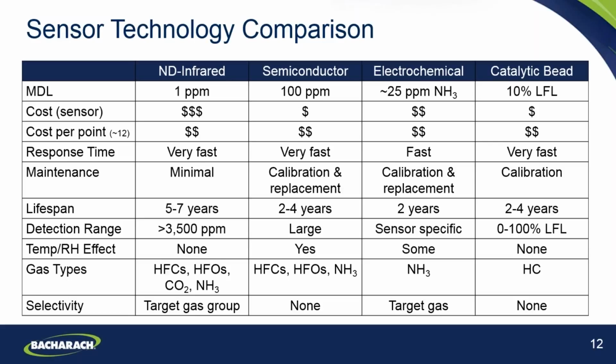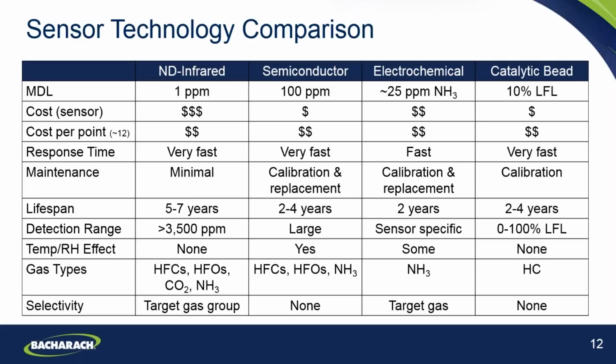Semiconductor sensors are not really suitable for measuring levels lower than around 100 parts per million, so you don't get that same sort of sensitivity and that same early detection of leaks that you would with an infrared sensor. With electrochemical sensors, you can typically get MDLs in the region of around 25 parts per million of ammonia, which is entirely applicable to the application because that is just below the occupational exposure limits of ammonia, which has toxic properties.